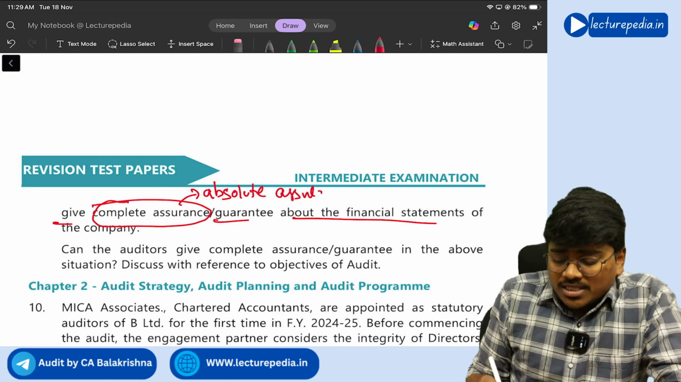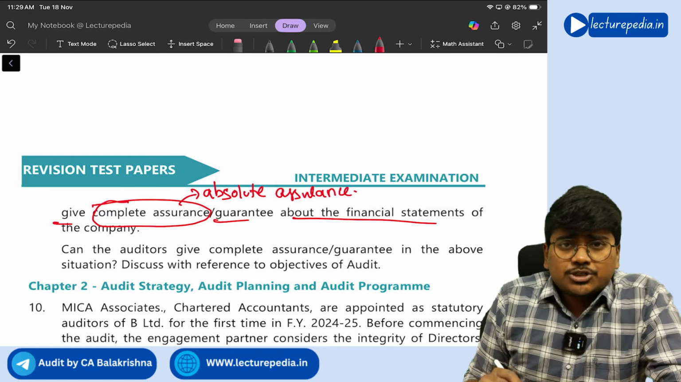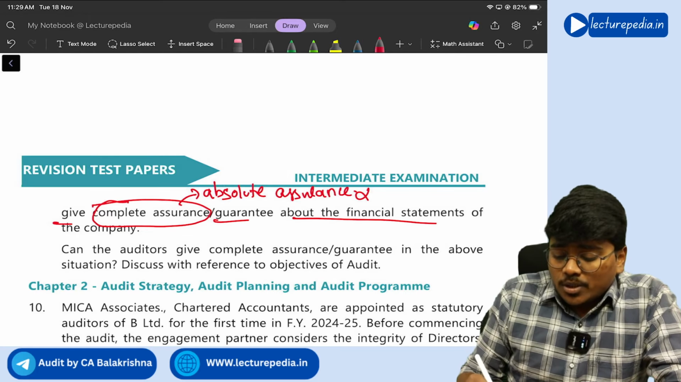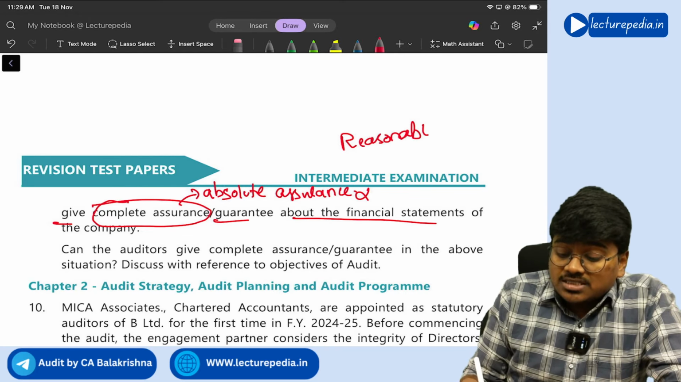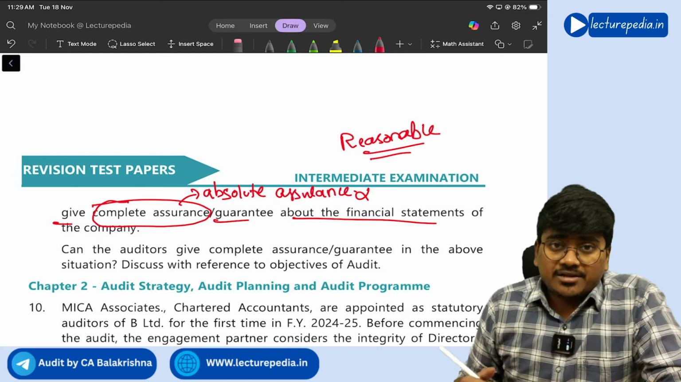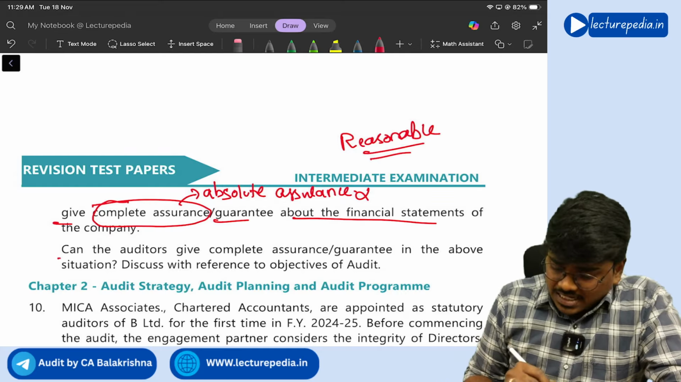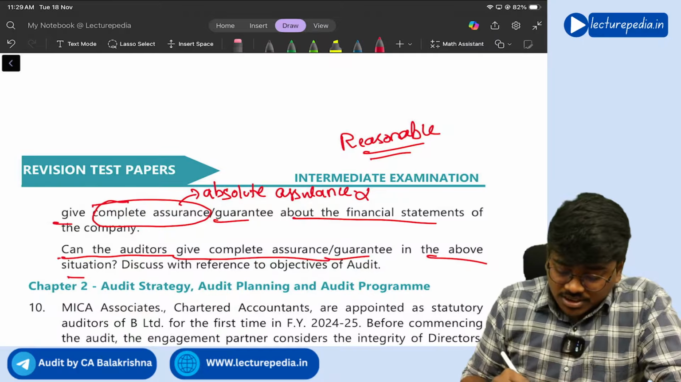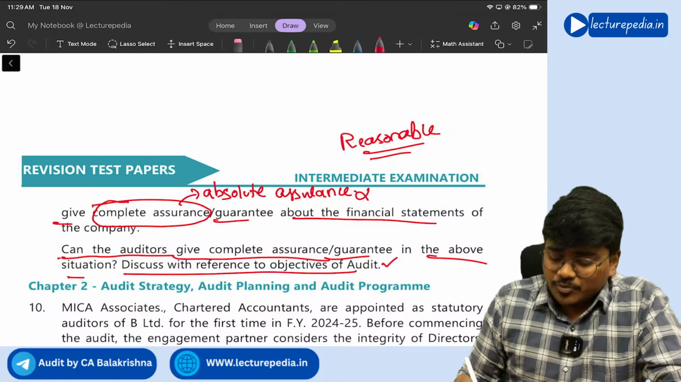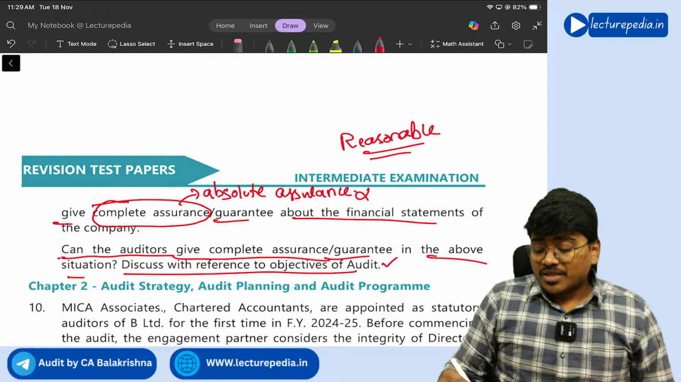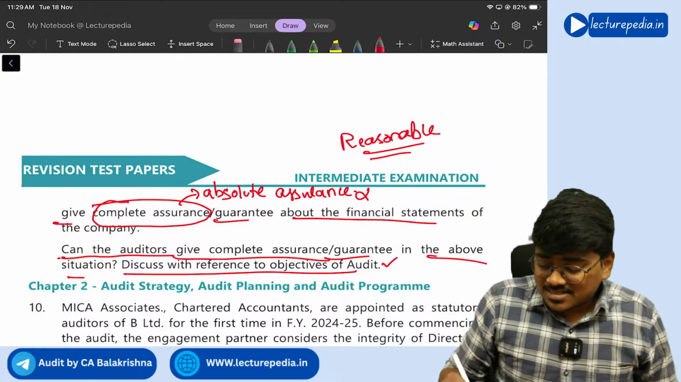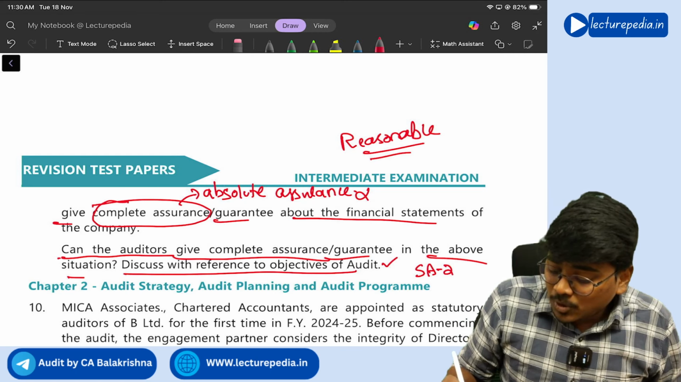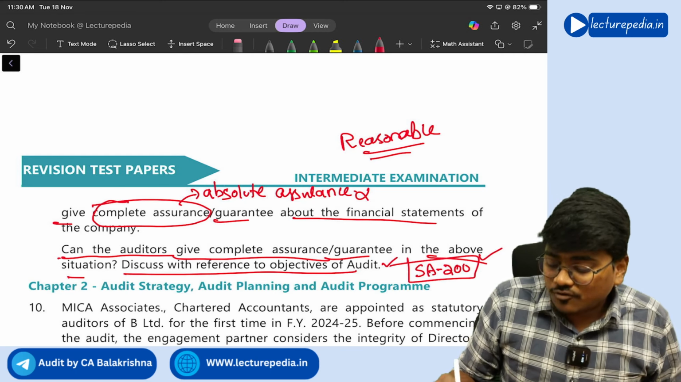Tell me whether auditor can give absolute assurance. No, he can only give reasonable assurance, right? So the same thing you have to explain in your answer. So they're asking, can the auditors give complete assurance or guarantee in the above situation? Discuss with reference to objective of audit. So where is objective of audit discussed? In SA 200, objective of audit is discussed.